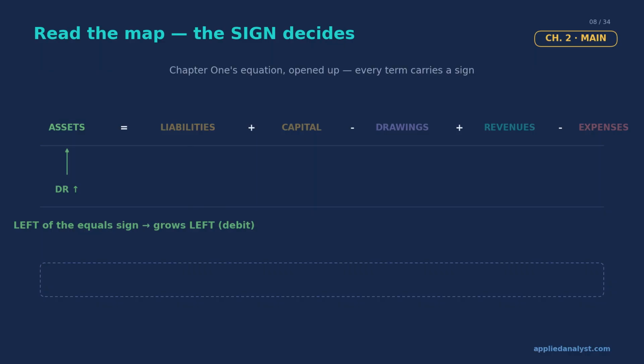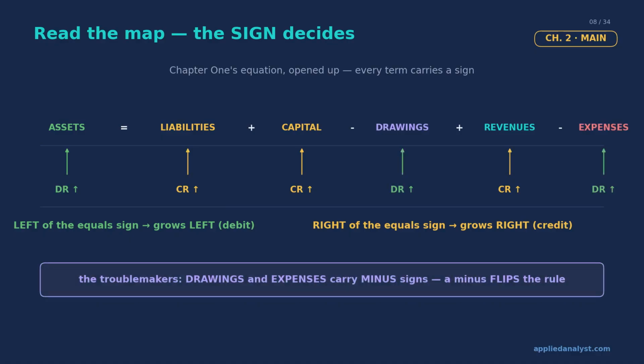Same word, same side. Now cross the equal sign. Liabilities and capital carry plus signs on the right, so they grow on the right, the credit side. And now the two troublemakers. Drawings and expenses are equity too, but they carry minus signs, and a minus sign flips the rule, so they grow on the debit side with the assets.